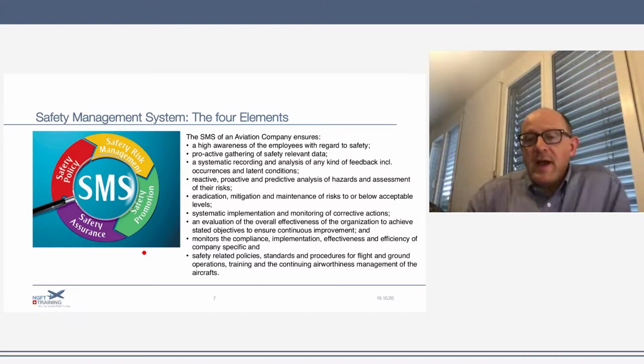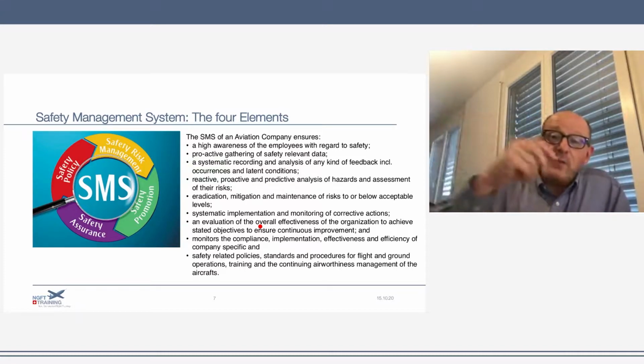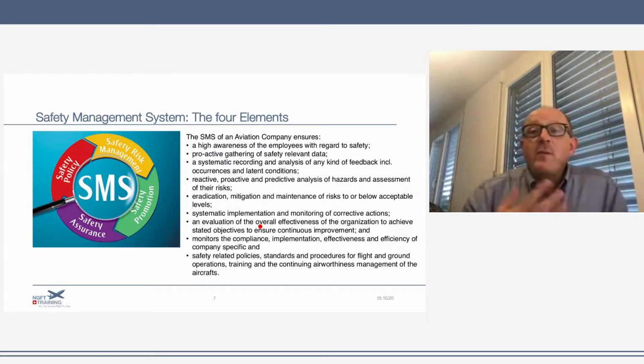Now, when we look at the safety management system as a whole, we have stated objectives to ensure continuous improvement. That's the reason why we are actually doing this, because we don't know if we are getting better or worse if we don't have a target and if we don't have something to measure. So everybody could think that everything is going great, but actually things are deteriorating without us knowing. So we need to have these objectives, we need to have these indicators in order to make sure that we are on track.